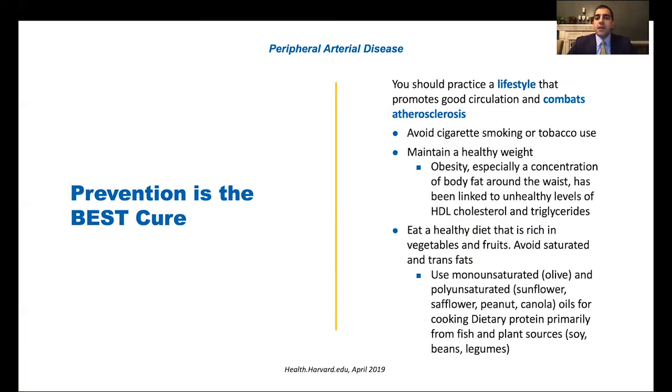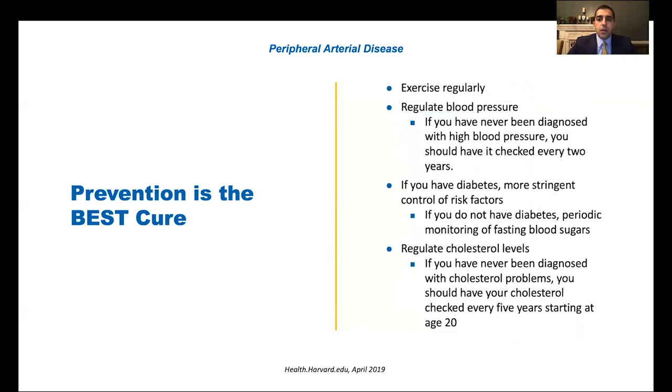Number one on the list is definite avoidance of tobacco use and cigarette smoking. Maintaining a healthy weight, reducing obesity, as this affects cholesterol levels and has other implications as well. Eating a healthy diet, rich in fruits and vegetables, avoiding trans and saturated fats. We should exercise regularly, control risk factors such as blood pressure. If we have diabetes, a coordinated approach to monitoring and controlling blood sugars and use of other medications such as statins. And regulating cholesterol level, really trying to get down based on what your risk factors are after discussion with your physician and healthcare team.